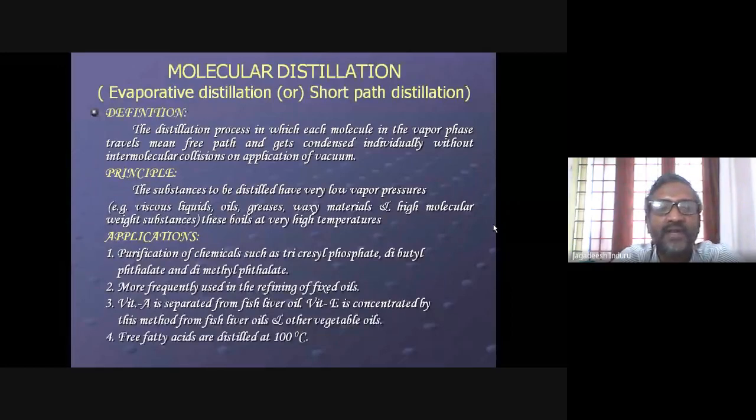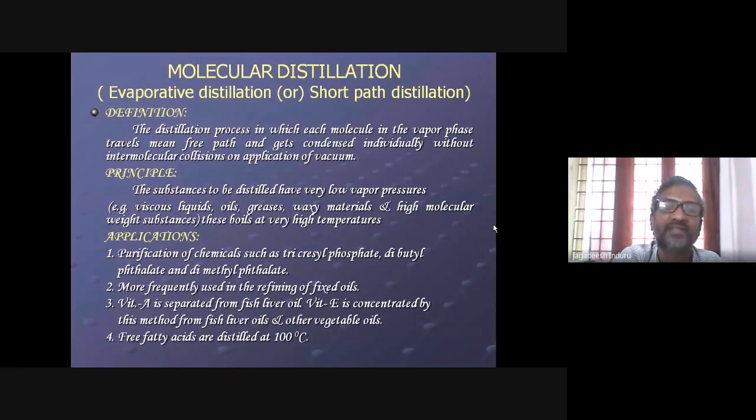We can also separate vitamin A and vitamin E from fish liver oils. Vitamin A and vitamin E are non-volatile in nature, so they will not come to the condenser. So you are getting them as residue. The remaining fixed oil is separated by the condenser effect. So you are able to separate them. We use this most frequently for fixed oils. They have high boiling points. So it is also used to separate fatty acid mixtures.